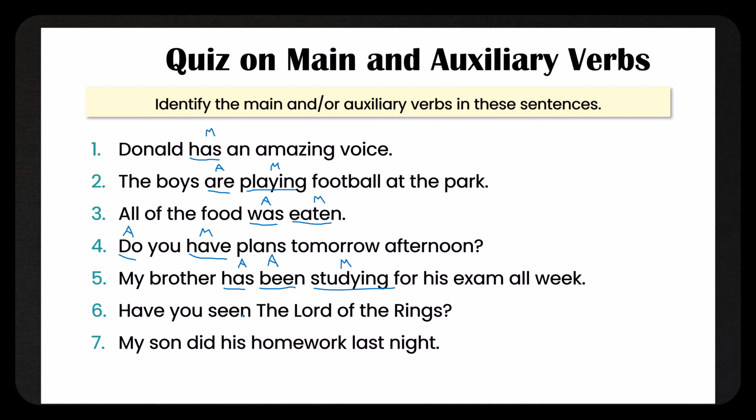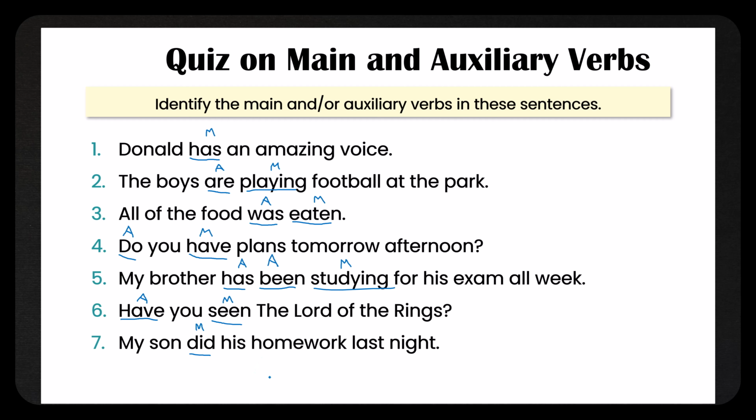Number 6, the main verb is seen. And this is the present perfect tense. So the auxiliary verb is have, which is used to form the present perfect tense and ask a question. Have you seen The Lord of the Rings? And finally, number 7, we only have one verb, one main verb, did. My son did his homework last night. And this is a main verb because there's no other verb in this sentence.